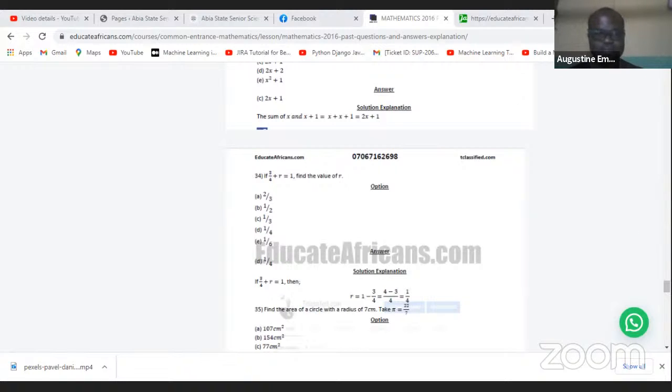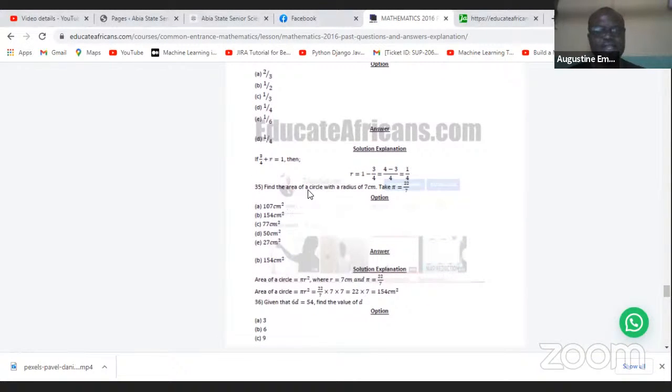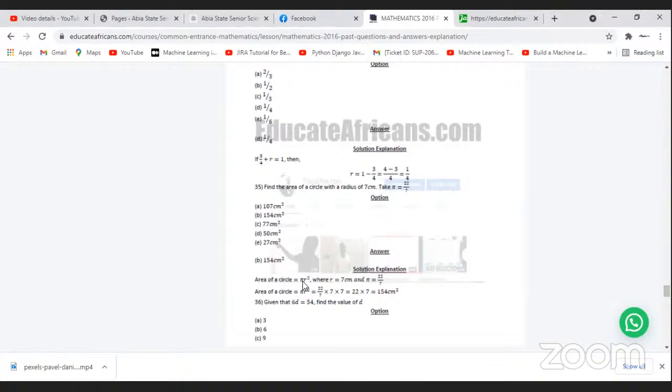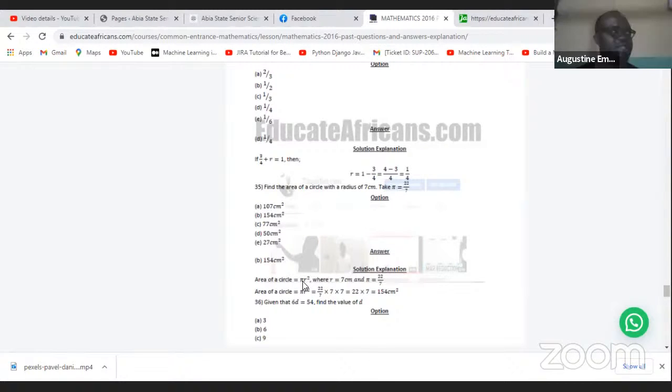Okay, let's move forward. Let's look at question number 35. Find the area of a circle with radius 7 cm. Take pi to be equal to 22 over 7. Now, there's a formula for area of a circle. We checked out some formulas when we started this class. So you're going to be using those formulas and trying to sort out your mathematics from time to time. So the formula for area of a circle is pi r squared, whereas the formula for perimeter, I think that one is 2 pi r. This one is pi r squared for area, where r is equal to 7 cm, which is the radius, and pi is 22 over 7.